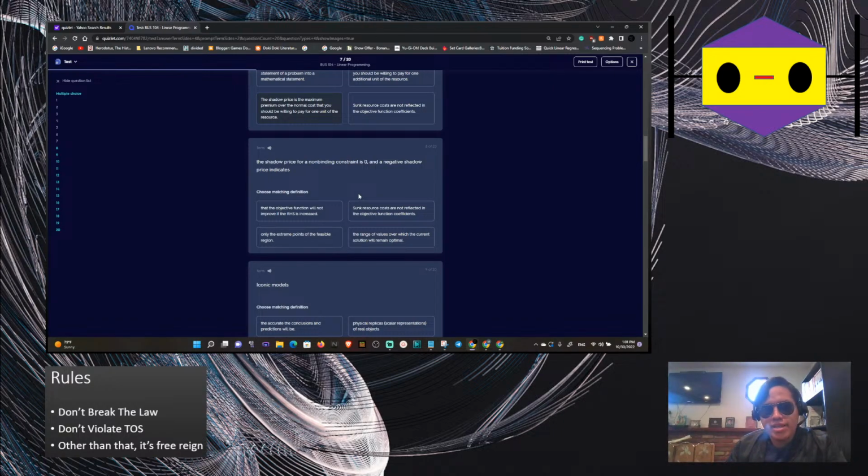The shadow price for a non-binding constraint is 0 and the negative shadow price indicates what? A. It will not improve if the right-hand side is increased, correct? No? I can't get anything from my brain for this. Non-binding constraint is 0. Negative shadow price indicates. I know it's not C or D, only A or B. I'm going to go with A. Yeah, okay.